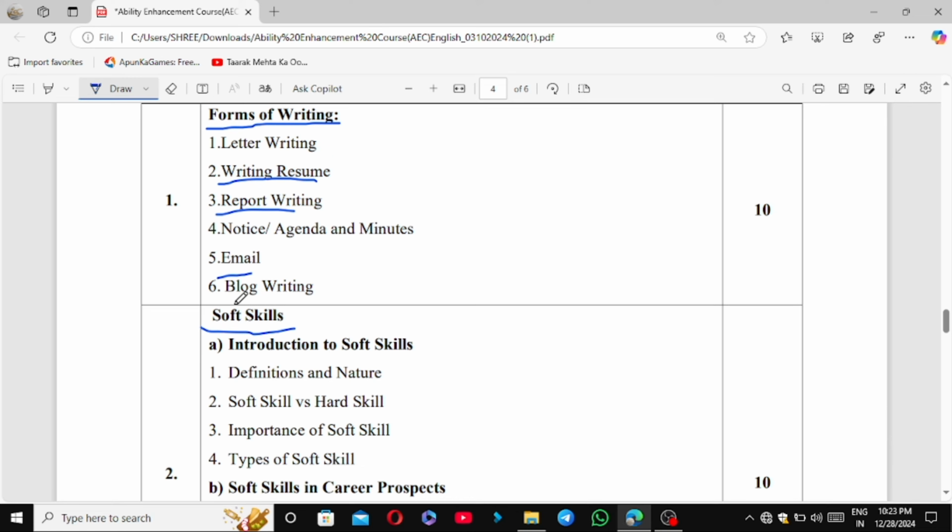Email is electronic mail. Then blog writing. So what is blog writing? Blog writing is an online article or post written to inform or engage readers on a particular topic. Blog writing is an online format. You can provide information about some specific topic, or you can engage your readers about the particular topic. Okay, this is blog writing.